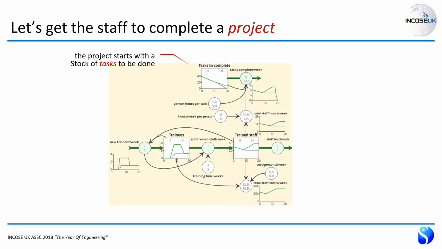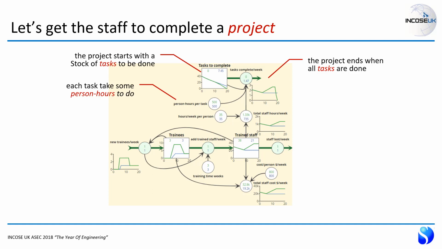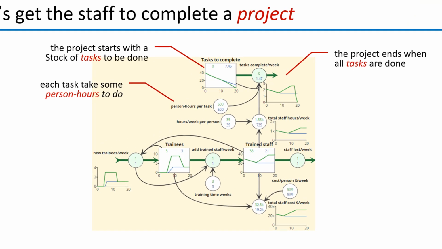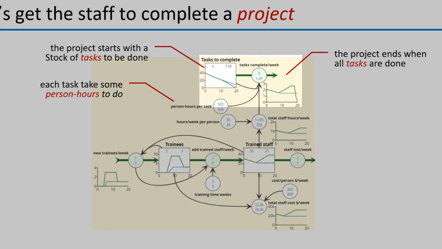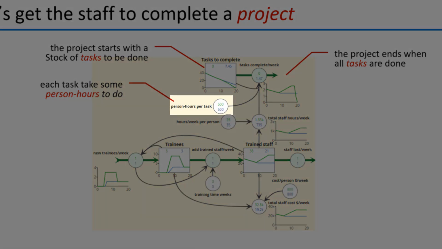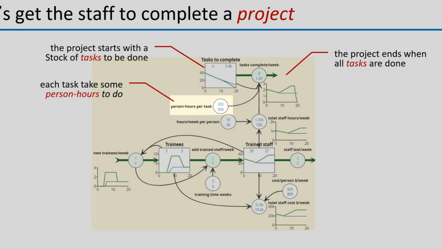And the scenario here is that we've got a company that is selling industrial products to customers, and it's got a new service product that it wants to launch. And to do this, first of all, it's got to develop the new service, and then it's got to market and sell it. So we have a stock of tasks to be done, and it starts at 40, and when it hits 0, all the tasks have been done, the new product has been developed. Each task takes some number of person hours to complete. So tasks complete per week is how many staff we've got divided by how many person hours it takes to complete the task. It's just simple arithmetic.